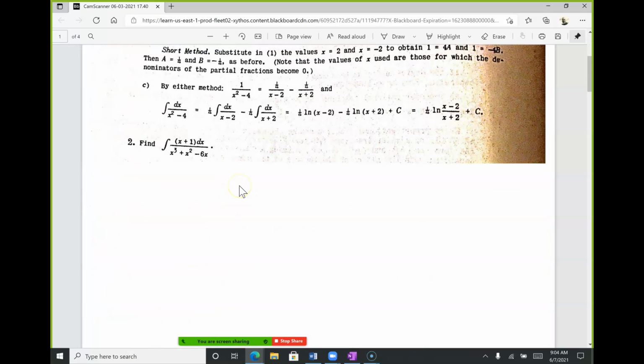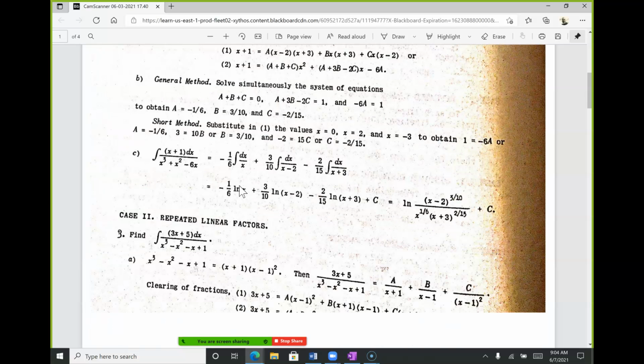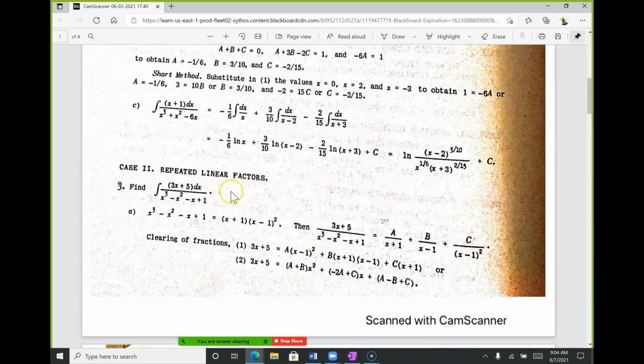Case two, I have repeated linear factors. So if I factor this particular piece out, right, then I'm going to have an x plus 1 and an x minus 1 and then another factor of x minus 1. Oh, here it is. So there's a factor of x plus 1 and two factors of x minus 1. So repeated linear factors. Okay? So obviously the first step is to factor, right?